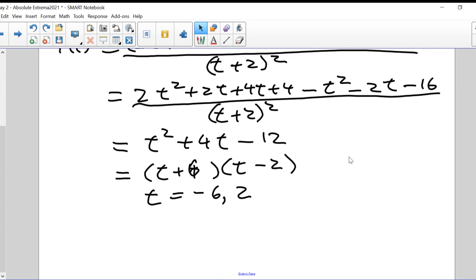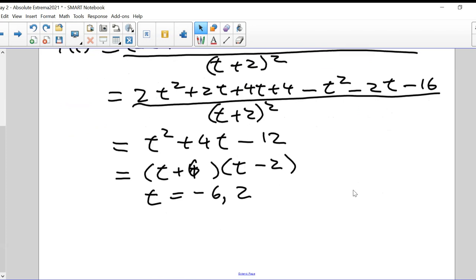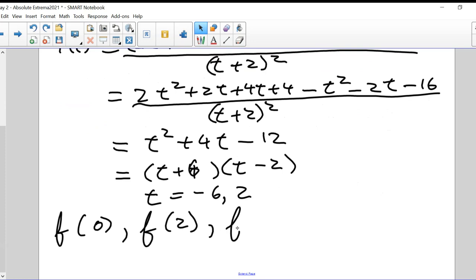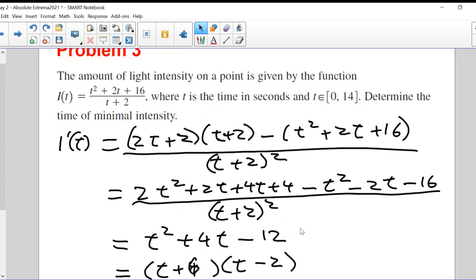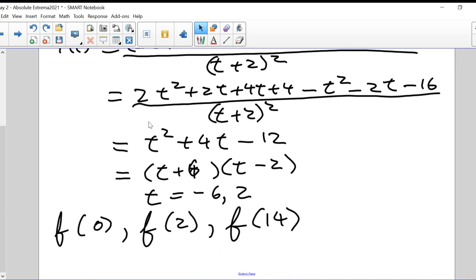So very quickly, we have to test the 2, we have to test the 0, and we have to test the 14. In the minute that we have left, you can finish this up: find f of 0, f of 2, and f of 14. Some of these are quicker than others. I can do 0 easily. Looking back at the function, that makes everything disappear except the 16 over 2. So f of 0 is 8.